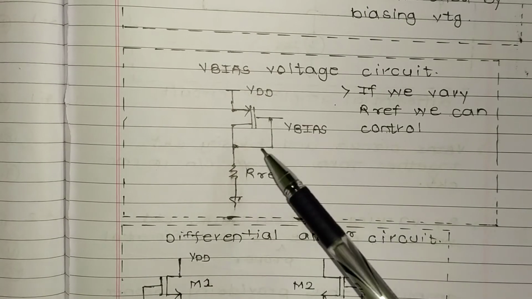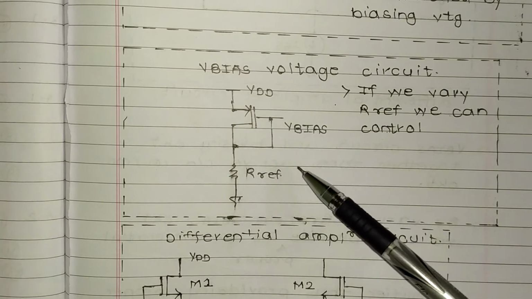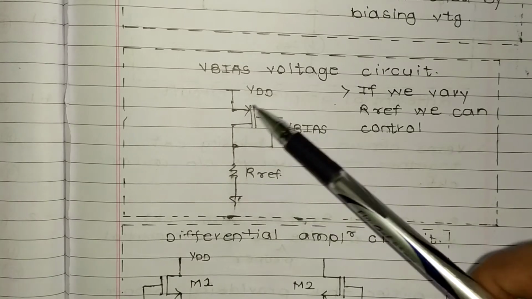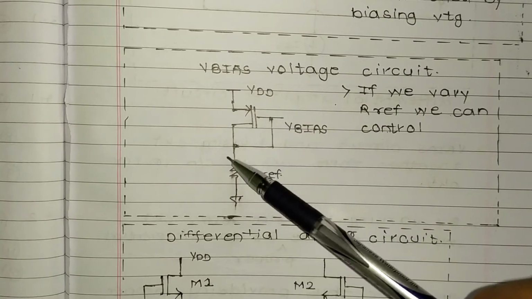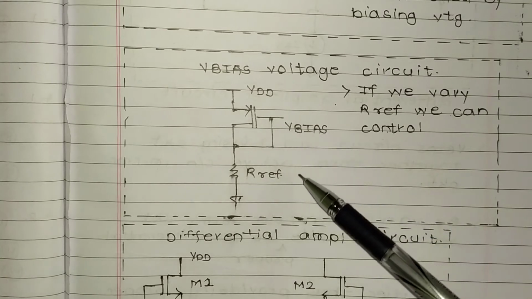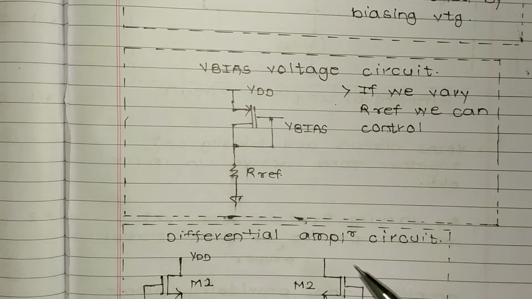This circuit consists of a PMOS transistor. Drain is connected to VDD. In this PMOS transistor, diode configuration is used. In this diode configuration, the gate and source terminals are connected to each other, and RF is a variable resistor which is used for controlling V bias, that is the biasing voltage. For controlling the biasing voltage, R reference is the resistor used.